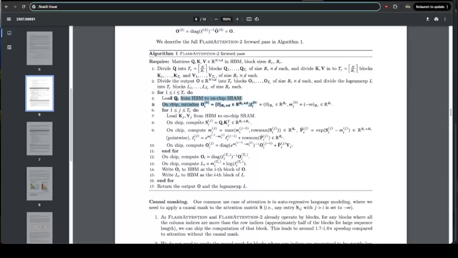We can do the next step of the algorithm. So looking here, it says load K and V, the K and V blocks rather, from HBM onto SRAM. Cool.